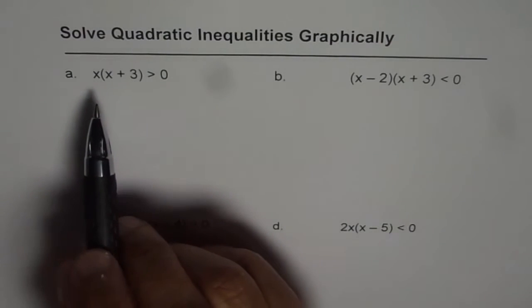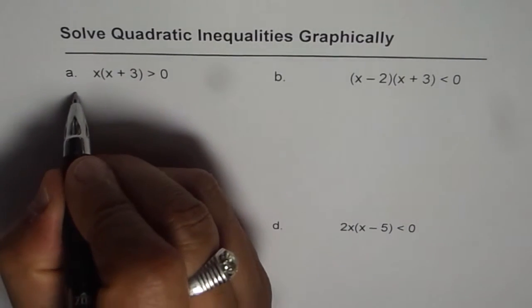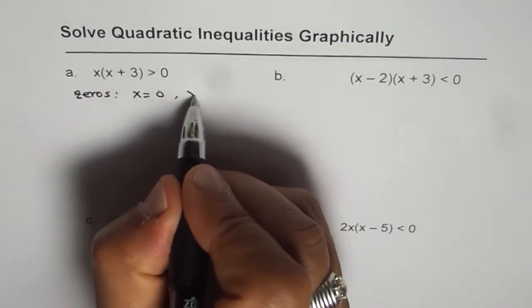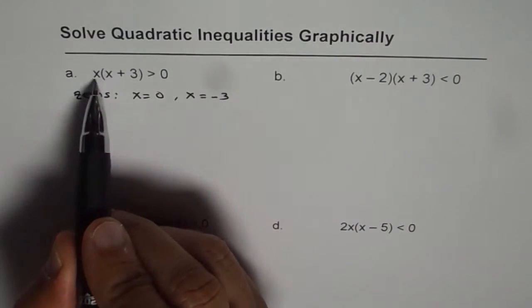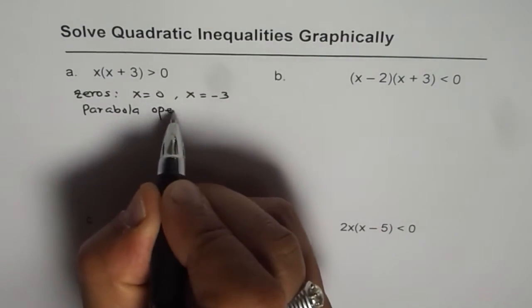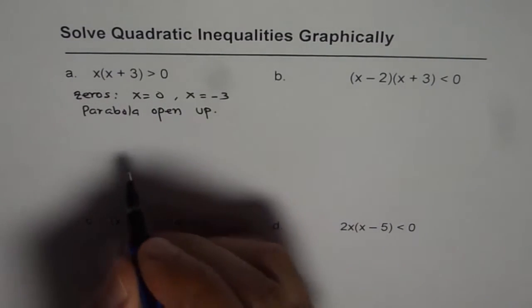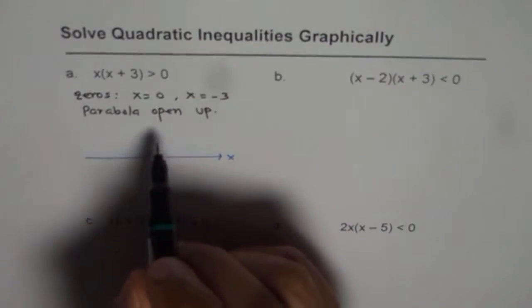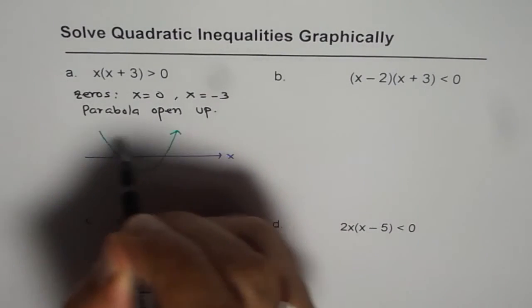Now first thing is, this is in factored form, so we can straight away write down what our zeros are. So the zeros are at x equals 0 and at x equals minus 3. The second thing we notice is that the leading coefficient is positive, so we have a parabola that opens upwards. Now with that information we can actually sketch the parabola. So let's say this is the x-axis, and we'll sketch a parabola opening upwards with 2 zeros.